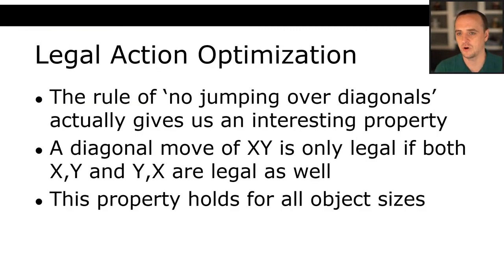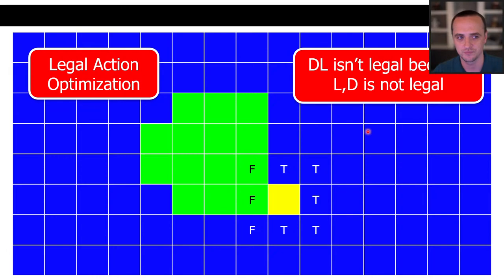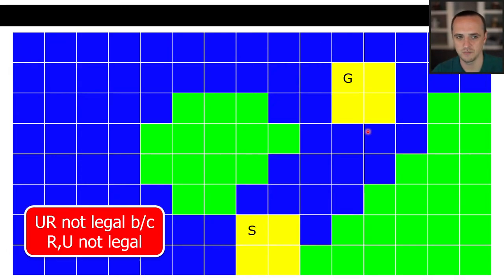That's one optimization. The next one is legal action optimizations. So the rule of no jumping over diagonals actually gives us a really interesting property. We talked about that. And that was a diagonal move of XY, meaning, for example, up left, is only legal if both X then Y and Y then X are legal as well. So that property holds for all object sizes. So that means if I want to compute whether or not this diagonal is legal, all I have to do is check to see if this one and this one are legal. And I'm done. That's my optimization.